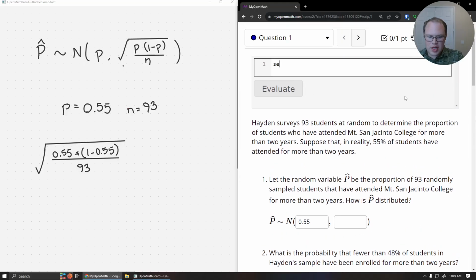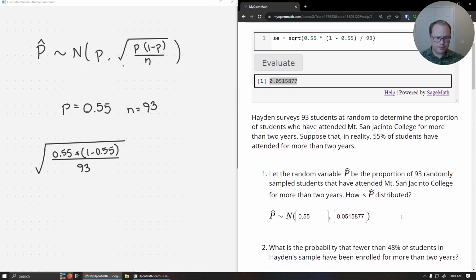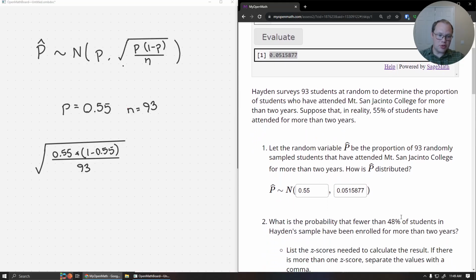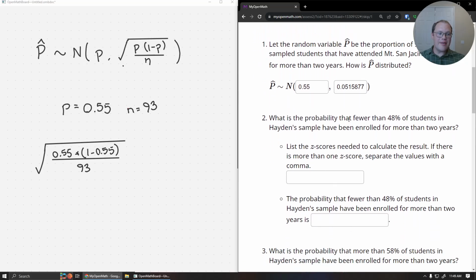Okay, so our standard error is the square root of 0.55 times 1 minus 0.55 divided by 93. Just applying the formula here. And so our standard error is 0.0515877. Okay? And so that's the sampling distribution we are going to use throughout this problem. Now let's answer a few questions. What is the probability that fewer than 48% of students in Hayden's sample had been enrolled for more than 2 years? Okay? So we already answered part 1.